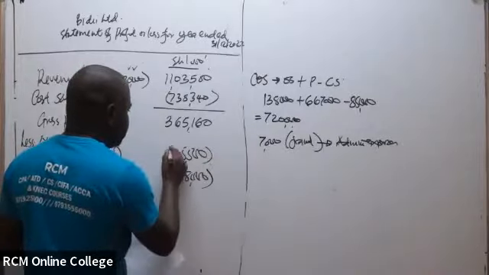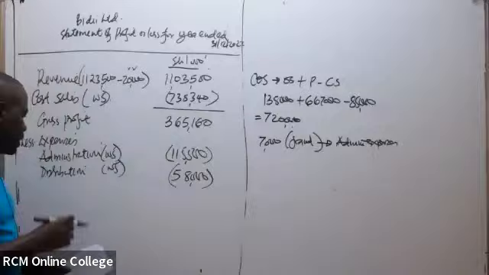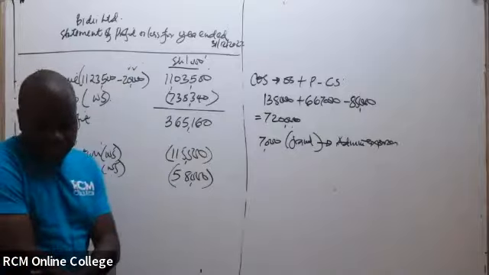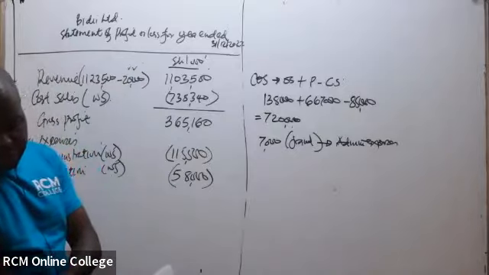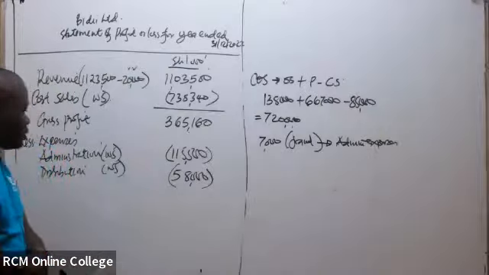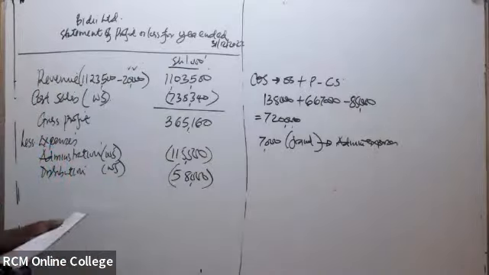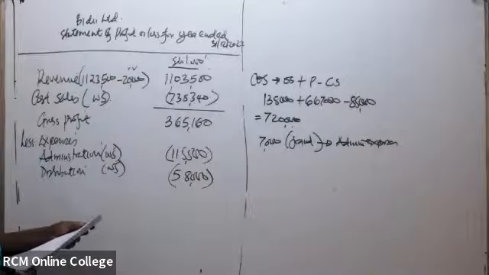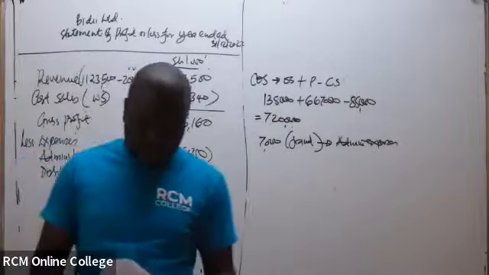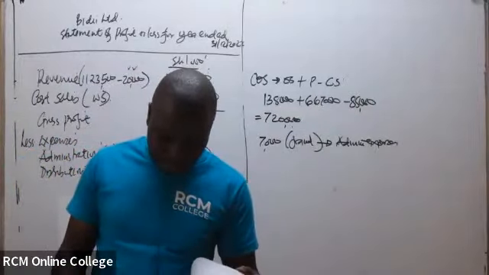115,500. So that is in this case the admin and distribution expenses. So there's no finance expense. This means in this case you'll end up having to get... I think there's a finance expense.